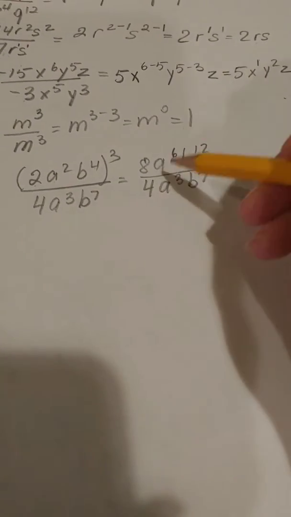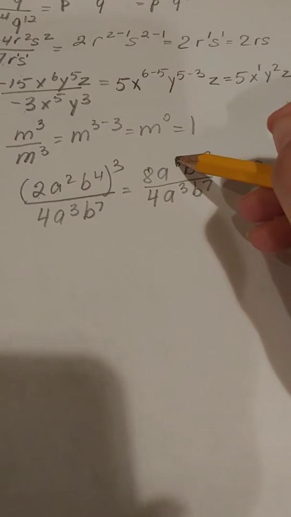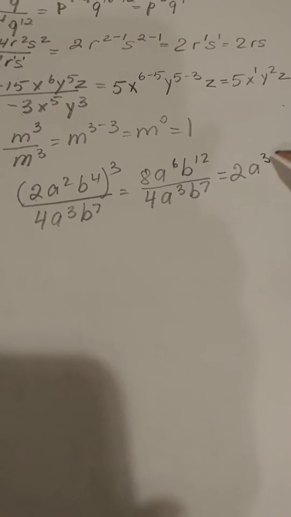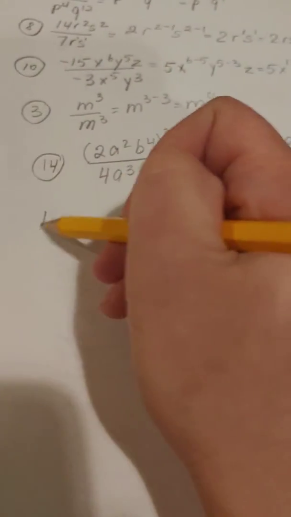And we're using today's skill. 8 divided by 4 is 2. A to the power 6 minus 3 is 3. And then b to the power 12 minus 7 is 5. Number 16.